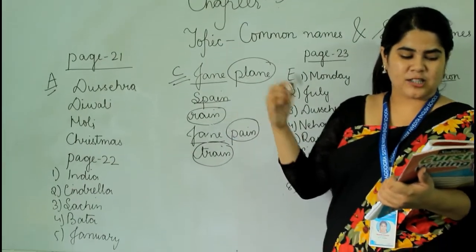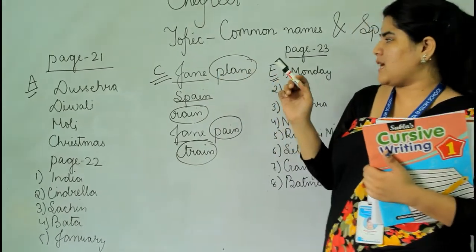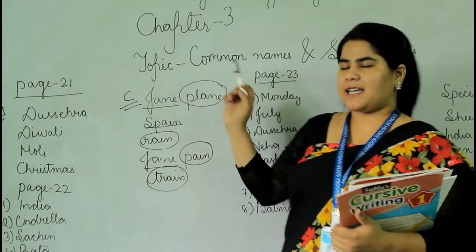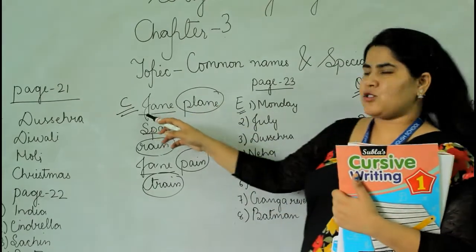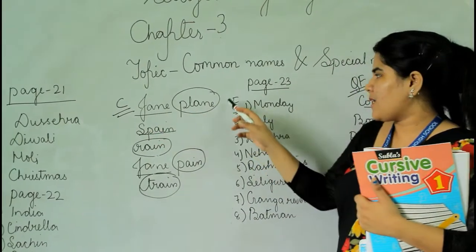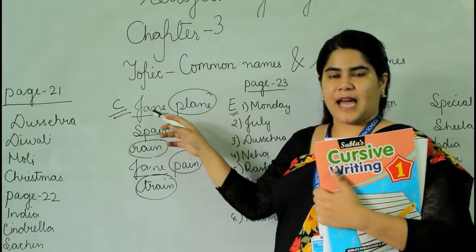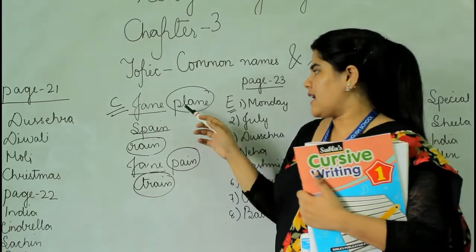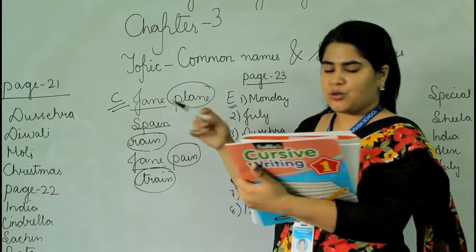Okay. Same page, question number C, circle the common names and underline the special names in the poem. Jane went in a plane. Jane is a special name, so we have to underline the special name and we have to circle the common name. So Jane is a special name, we have underlined this, and plane is a common name, so we have to circle. Now to Spain.